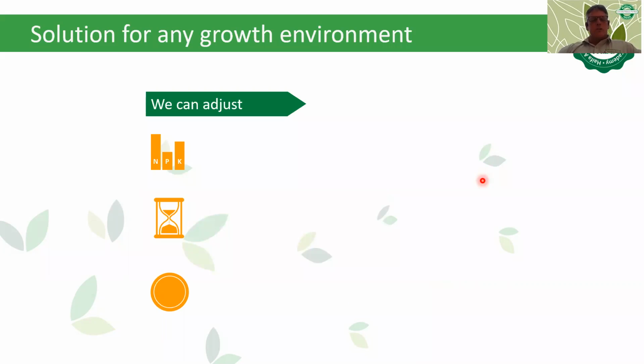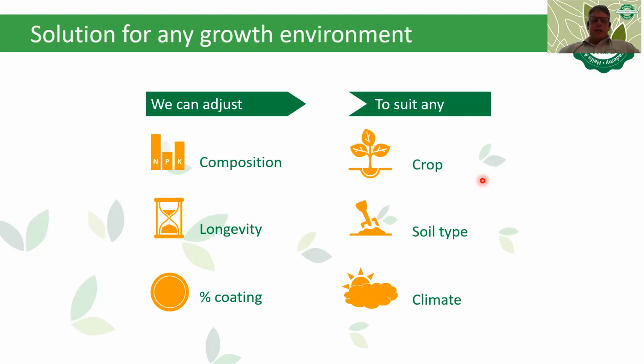So with Multicote Agri, we can adjust our NPK composition, we can adjust the longevity, and we can adjust the percentage of coating to virtually suit any crop or soil type or climate, and to match those graphs that I showed you of the N, P, and K, and how the release needs to happen. So we can match those.